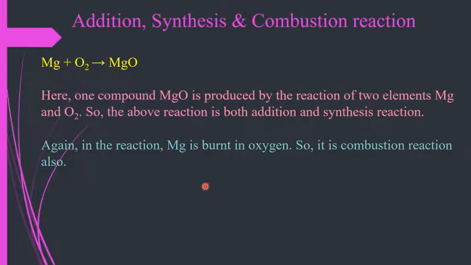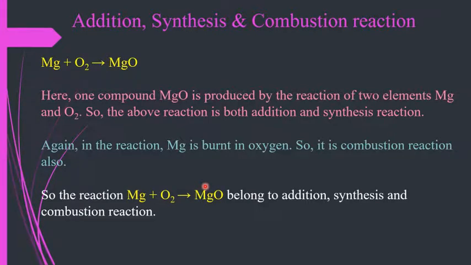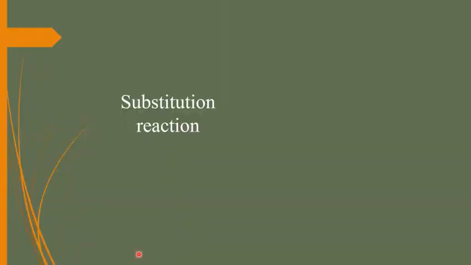So in this way, a reaction can be categorized as addition, synthesis and combustion. So magnesium plus oxygen gives magnesium oxide, which belongs to addition, synthesis and combustion reaction.